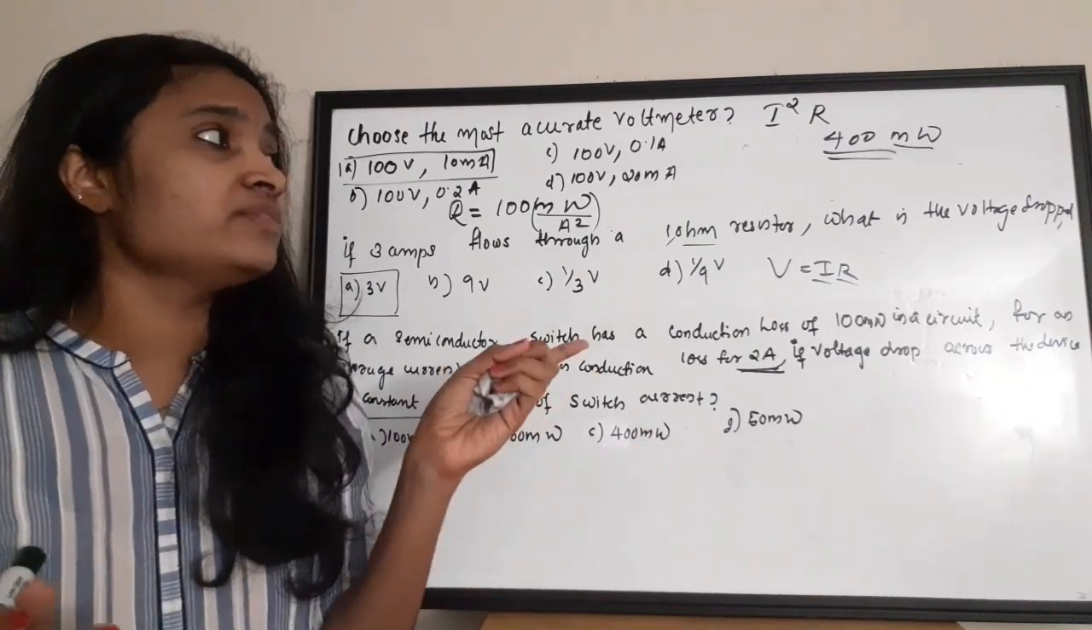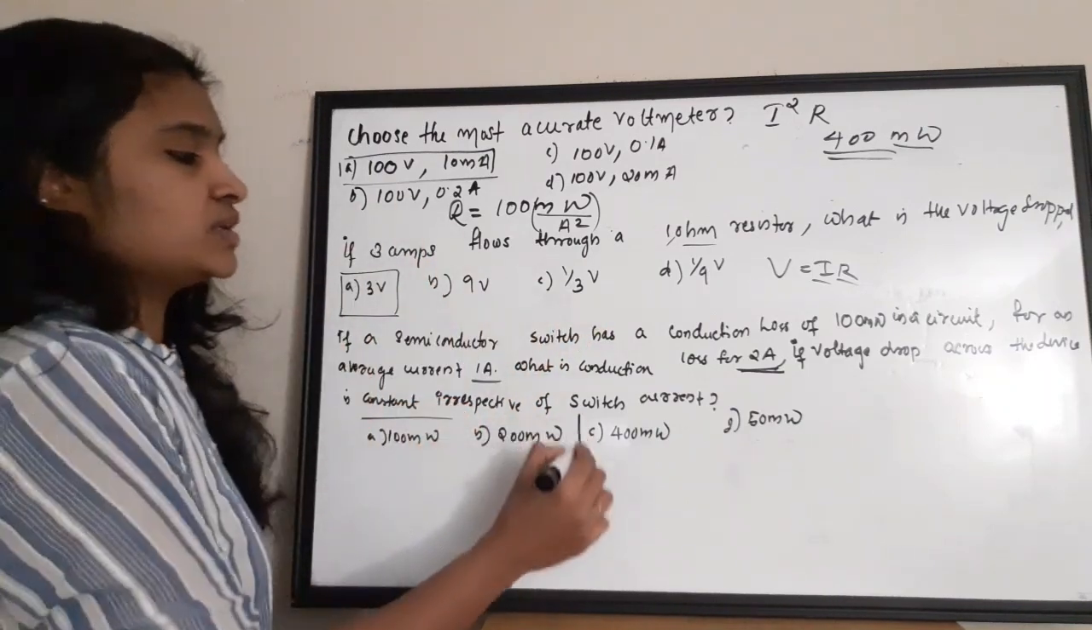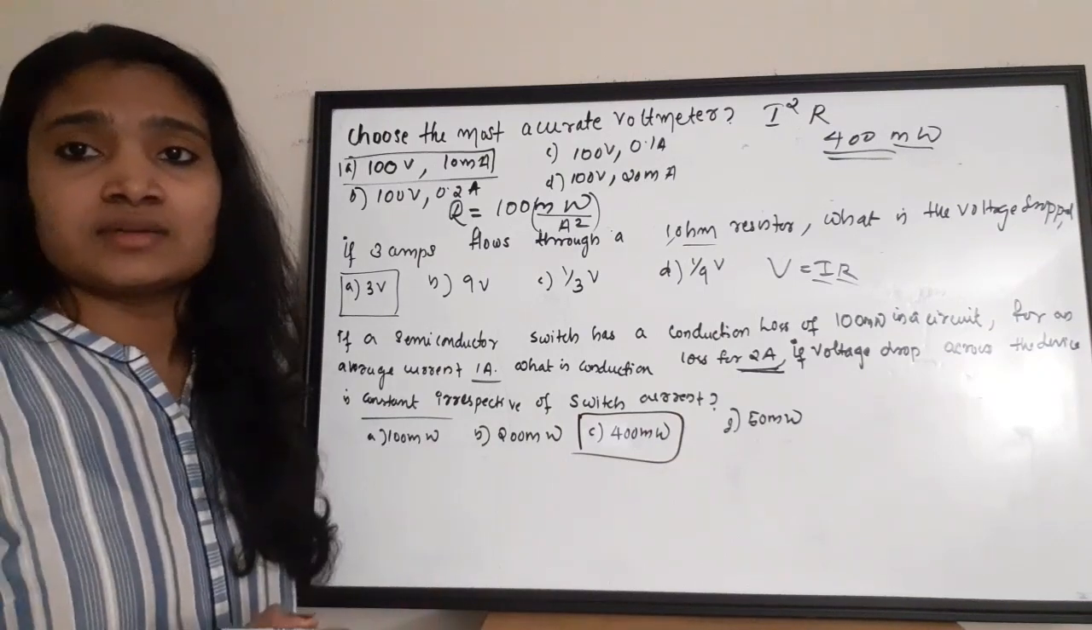Okay, so we have obtained the value of conduction loss. New conduction loss is 400 milliwatt. So the correct answer here is C.